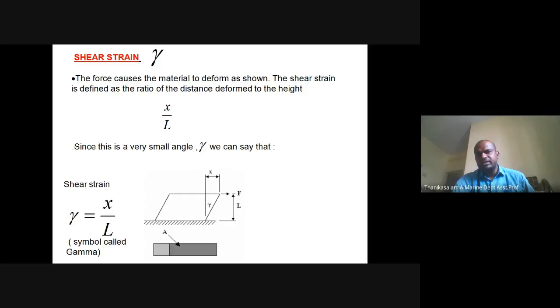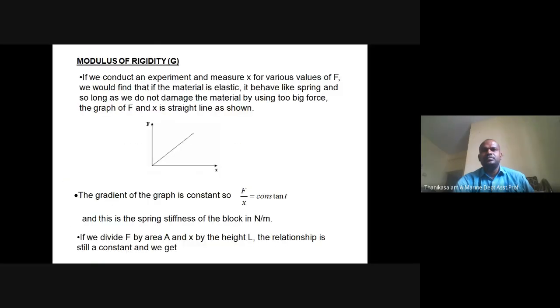That is, tan gamma equals opposite divided by adjacent side. So tan gamma equals x by L. Generally, tan gamma equals a very small angle. That's why I take gamma equal to x by L. Okay, this is shear strain. Then modulus of rigidity.